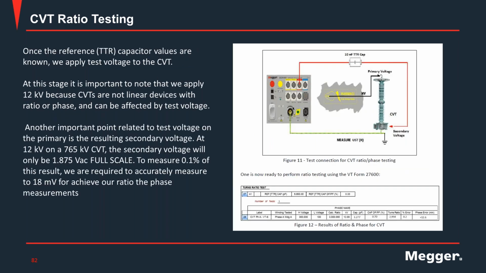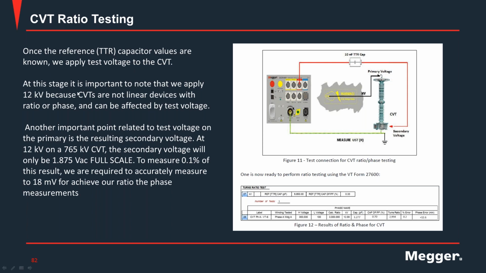Now, after getting the reference capacitor, we connect it in series on the secondary voltage when we do the ratio of the CVT. Once the reference TTR value and capacitor values are known, we apply test voltage to the CVT.